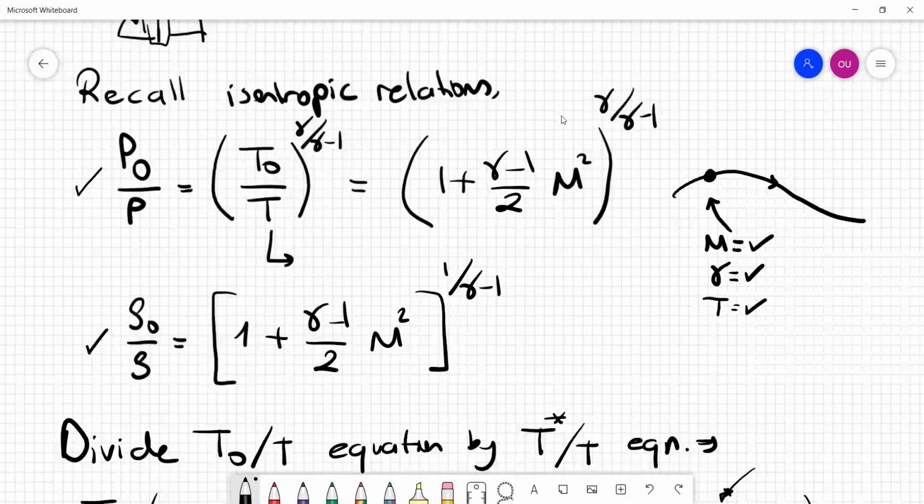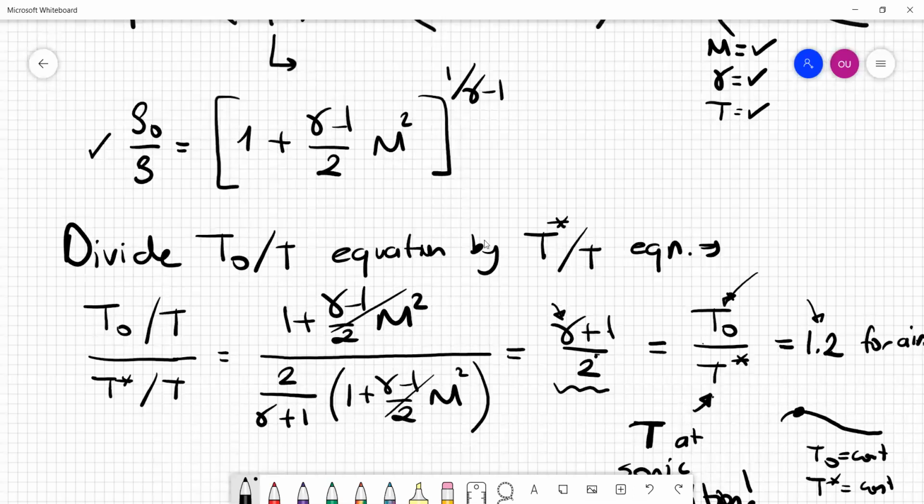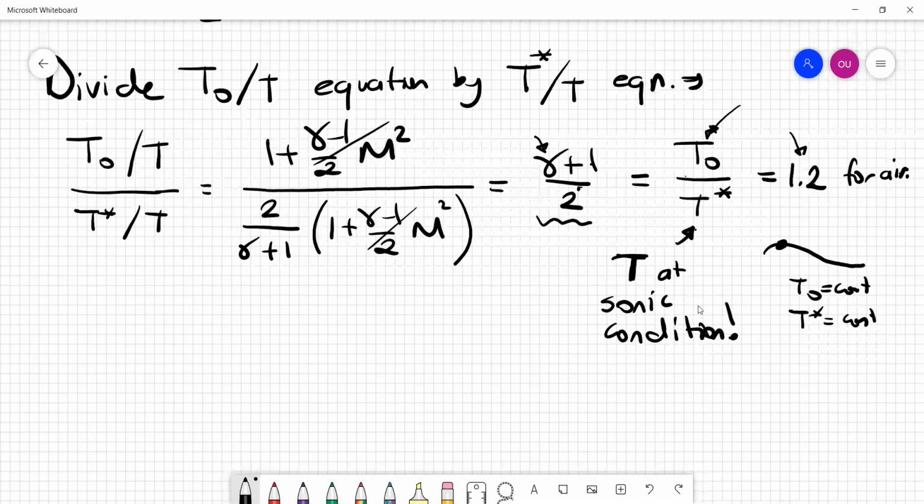Good. So yes, the temperature at sonic condition will be this number. It will be about 20% less than the T0 value. Not only can we estimate the T star value, the temperature at sonic condition, but similarly we can also obtain the static pressure at sonic condition. We call it P star. And similarly, density at sonic condition, rho star, can also be obtained.